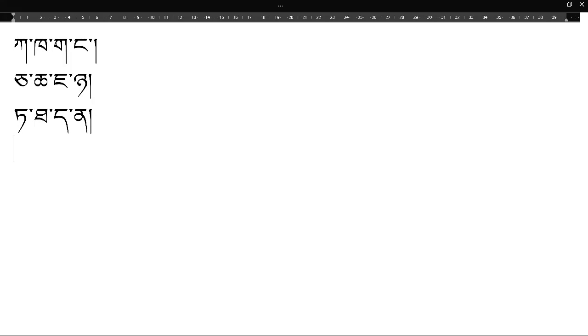Next, we go to what are called the labials, or the lip sounds. So pa, and then pa, then pa, and ma. And again, we put the she at the end.